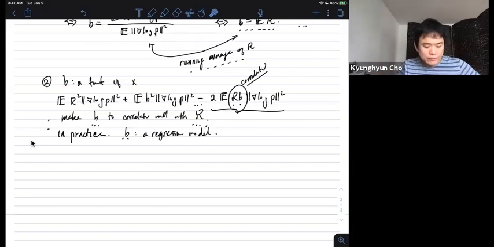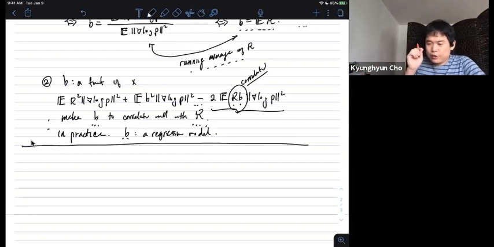So what it means is that we should choose this B very carefully, and then we can minimize the variance of our single sample Monte Carlo estimate of the true gradient of the expected reward. And then we can now use this gradient to change our parameters in order to maximize this expected reward.